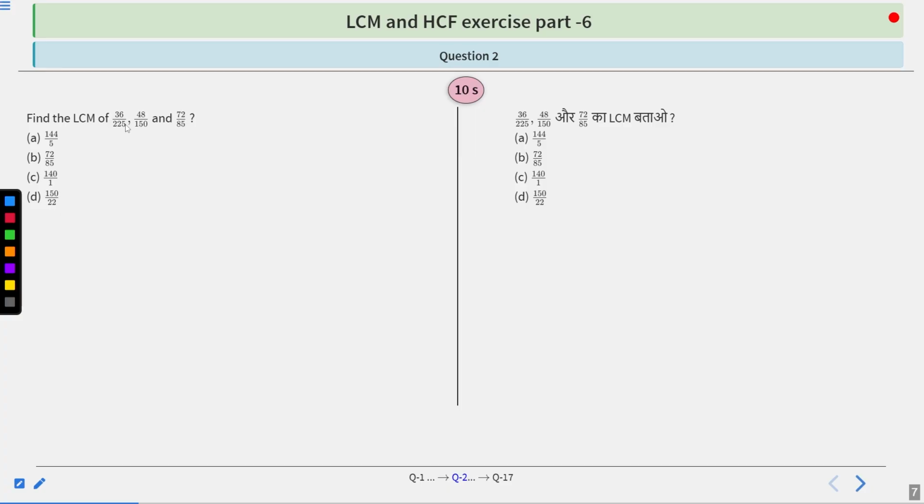Find the LCM of 36 upon 225, 48 upon 150 and 72 upon 85. And options are 144 upon 5, 72 upon 85, 140 upon 1 and option number D is 150 upon 22.